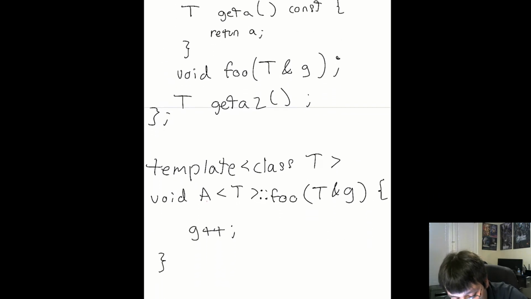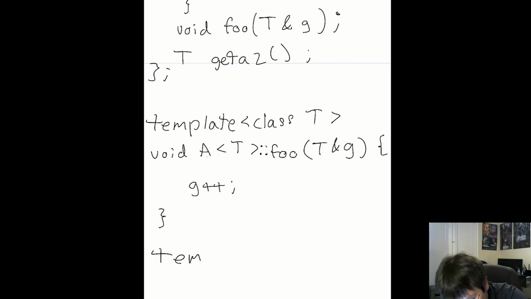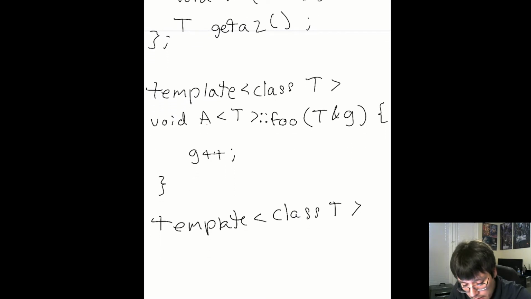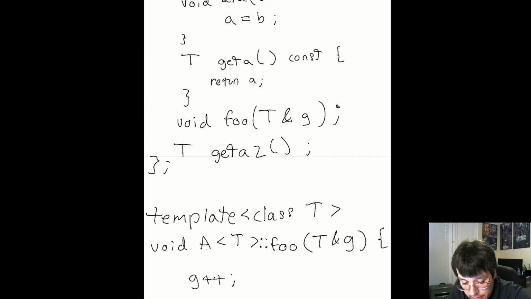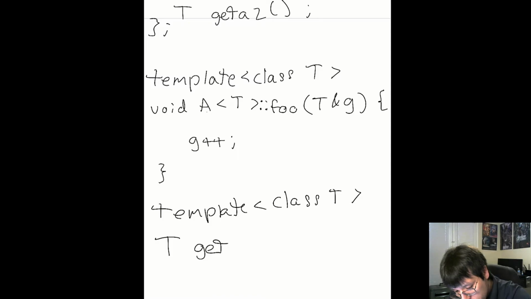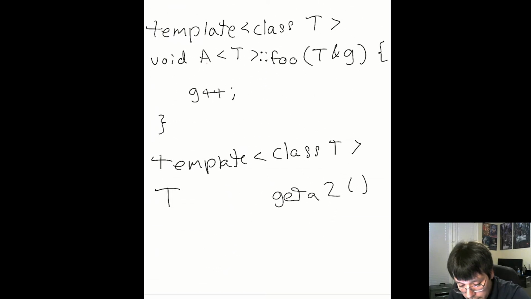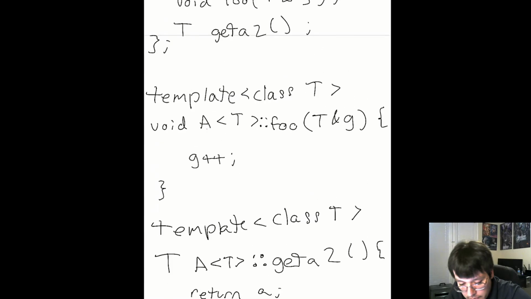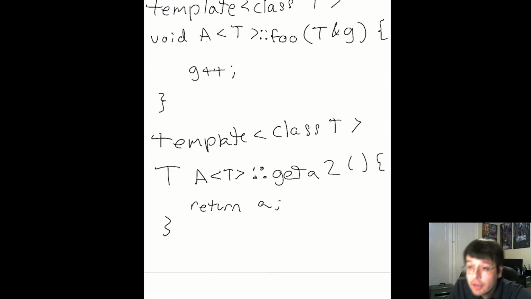And then outside, what that would look like would be template class T, and then in this case it will be T because it's value returning, and then get A2. But we have to write the class name, so that's class A with template T, and then return, what is it, A, I think we were doing? Yeah, return A. Okay, so that's what that looks like.